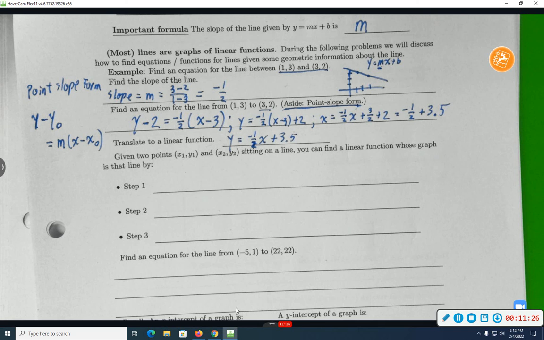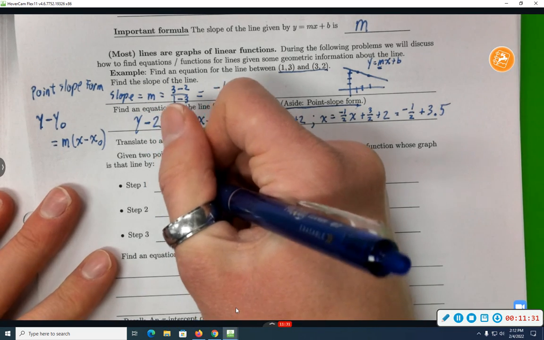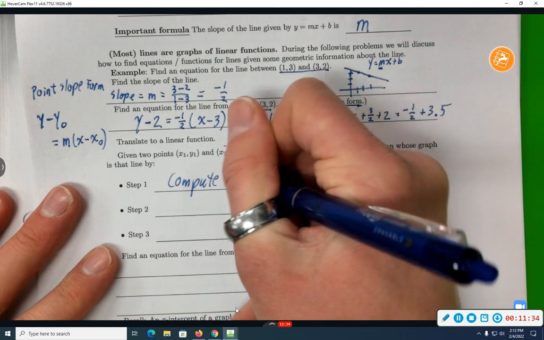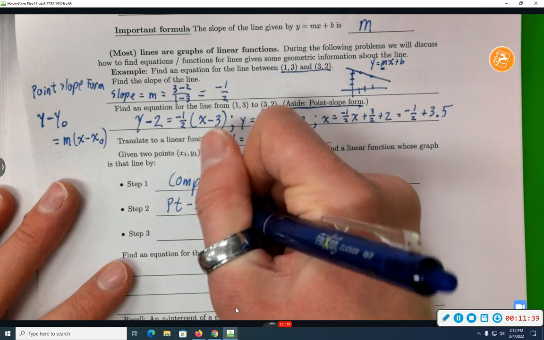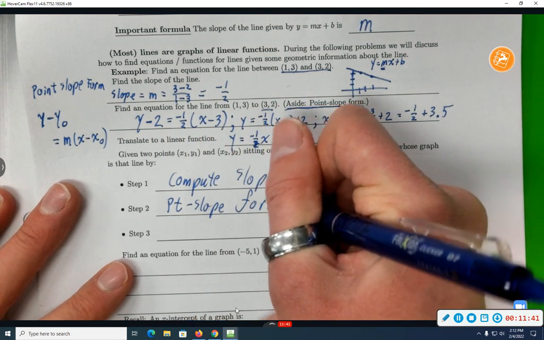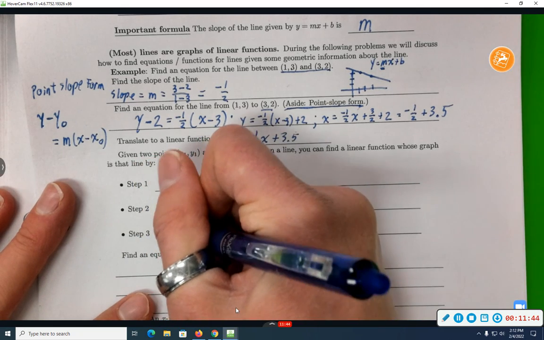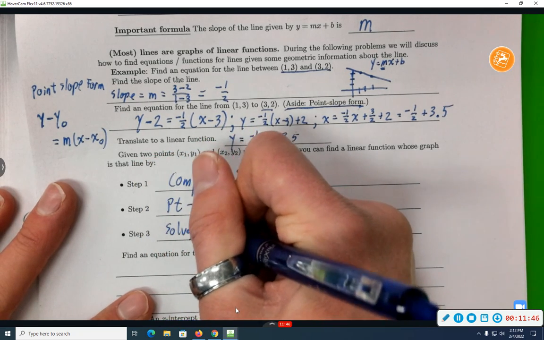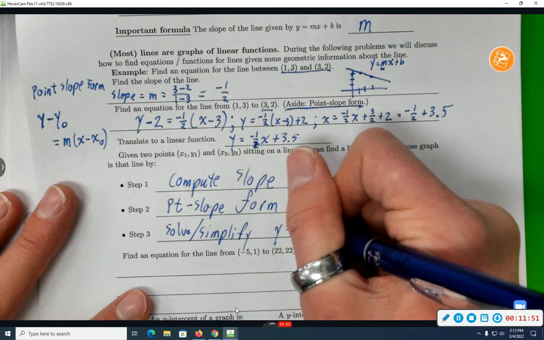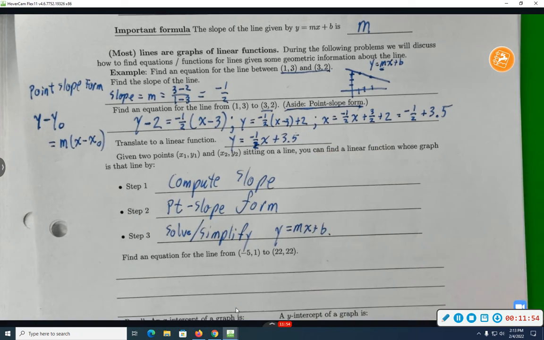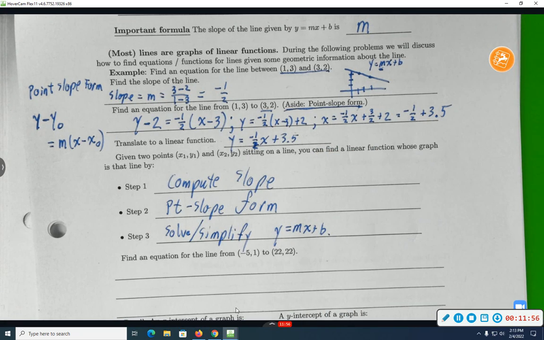So in general, if you're given 2 points on a line, some steps to follow that will give you the graph: first, compute the slope. Put the thing in point-slope form. And finally, solve for y and then do some simplifying to get it into the form y equals mx plus b. Fair enough? Any questions right now? Hopefully this also feels fairly reviewy. Good.